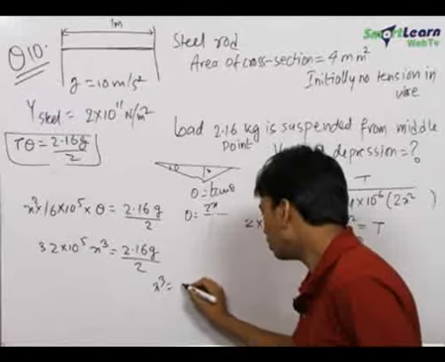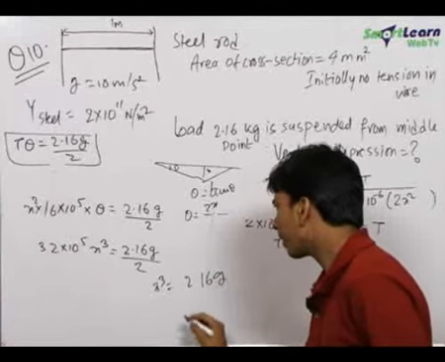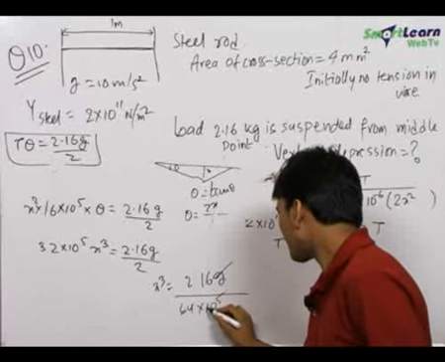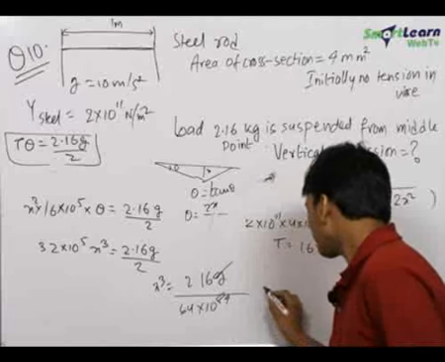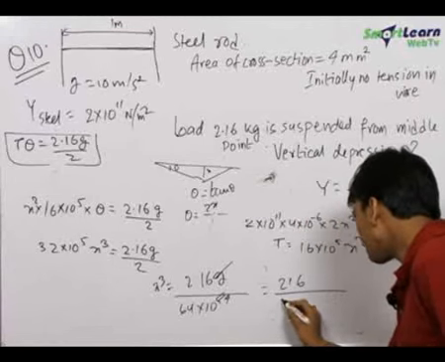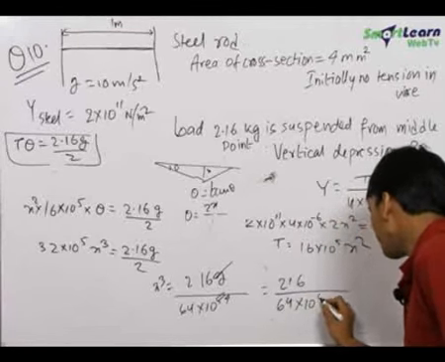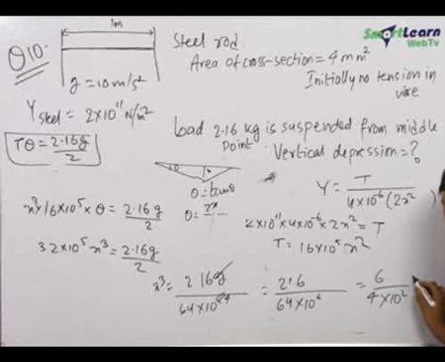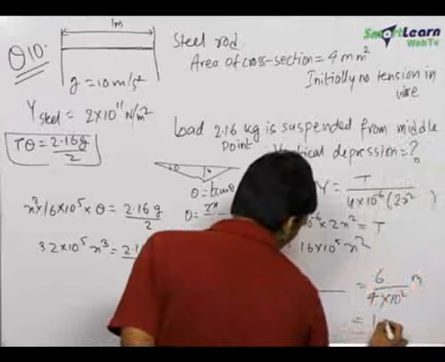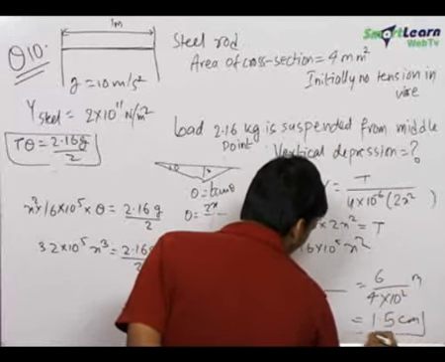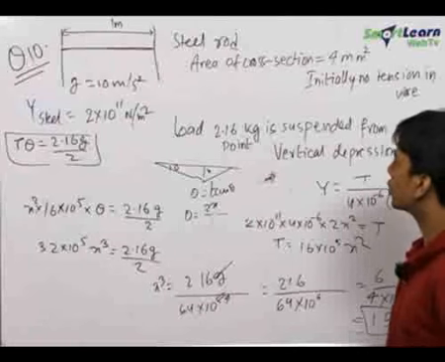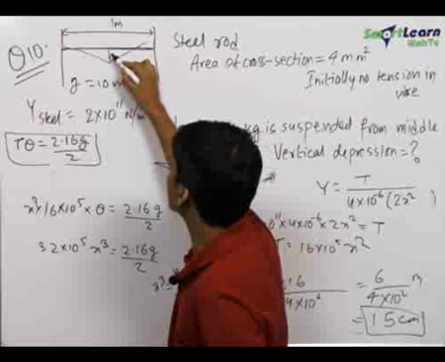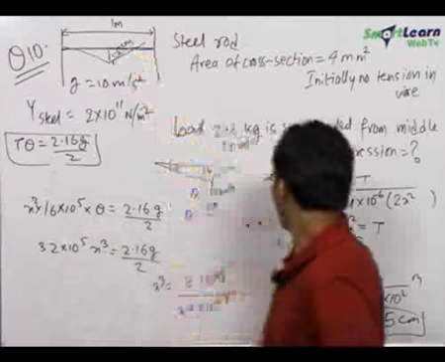Therefore x cube is equal to 2.16 into g upon 64 into 10 raised to the power 5. This cancels here to give 10 raised to the power 4. This is equal to 216 upon 64 into 10 raised to the power 6. This is equal to 6 upon 4 into 10 raised to the power minus 2 meters. So the final answer comes out to be equal to 1.5 centimeters. So the final answer for the vertical displacement of the middle point of the rod comes out to be equal to 1.5 centimeters.